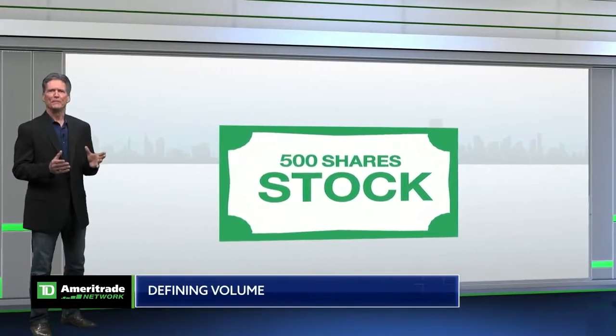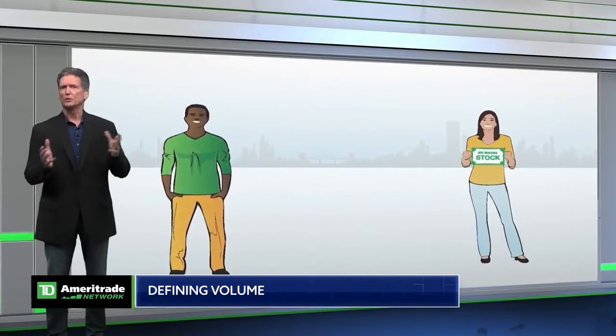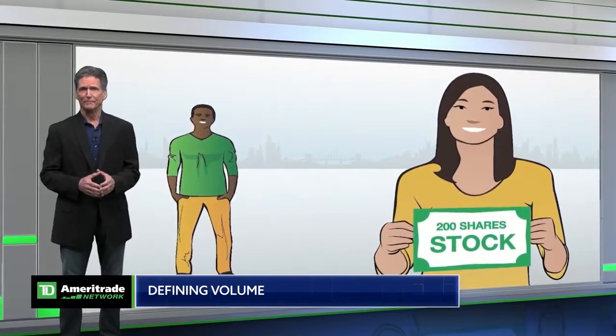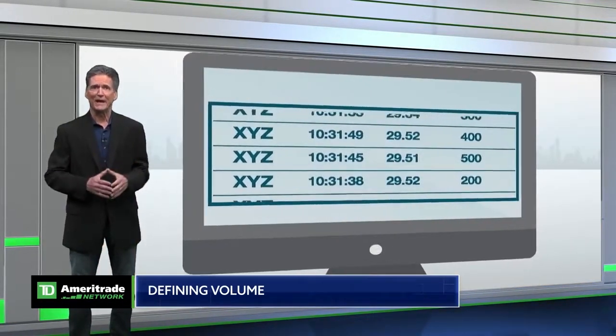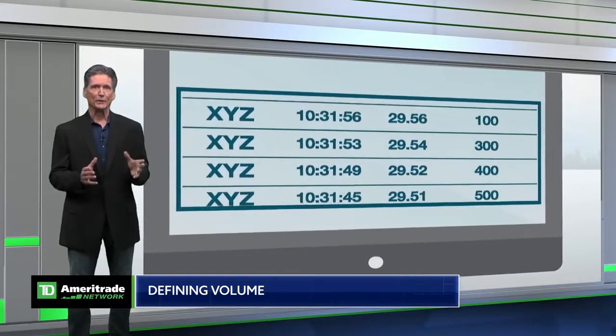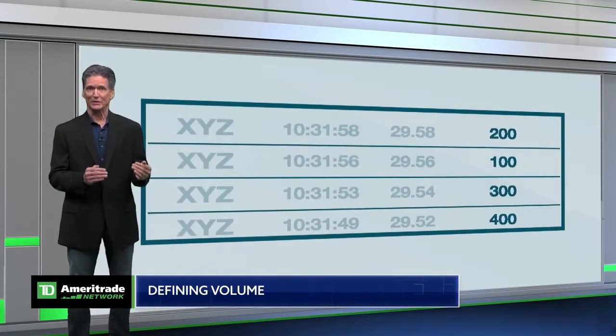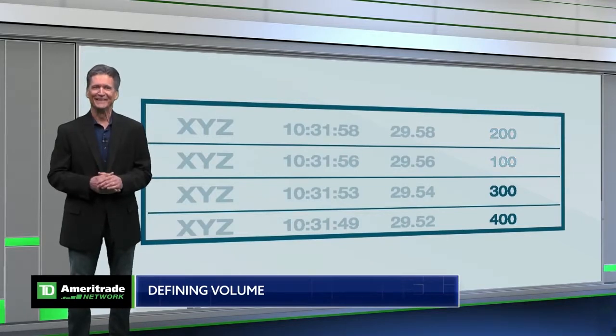For example, if a buyer purchases 200 shares of stock from a seller, the total volume of this transaction is 200 shares. Now, countless transactions just like this take place during the trading day. The volume indicator keeps track of all of these transactions and totals the number of shares over any given time period.